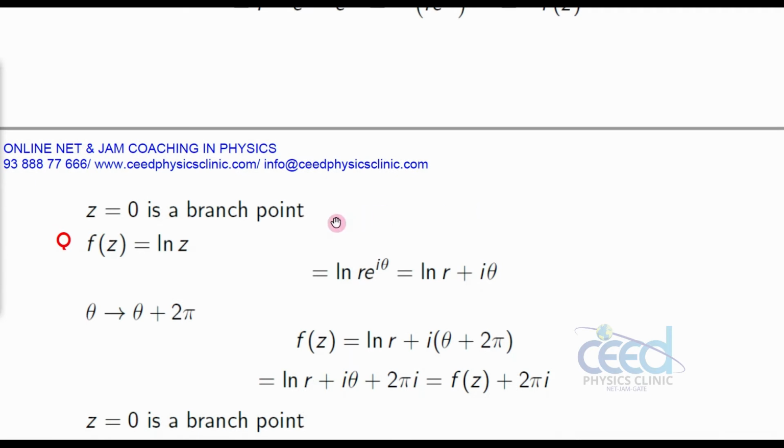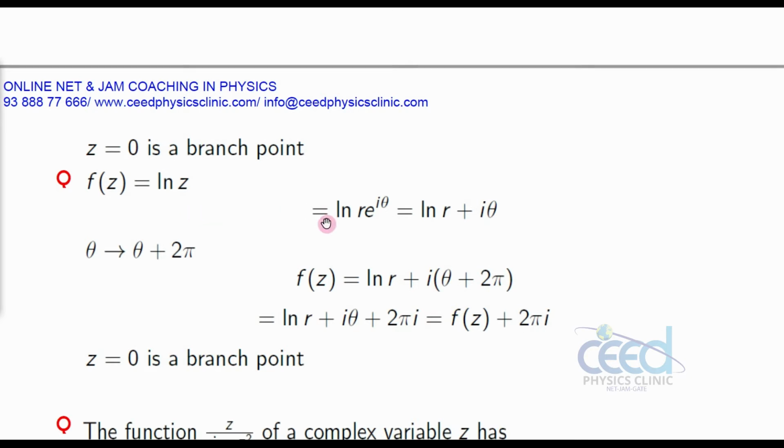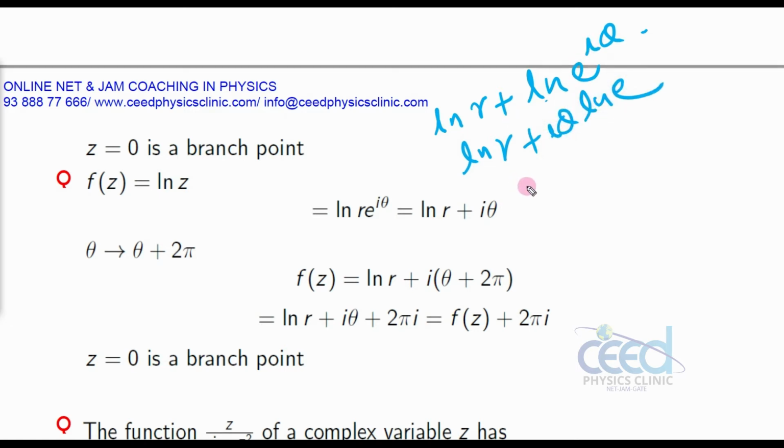Now another question is f of z is equal to log z, right? So log z I can replace in polar form with r e raised to i theta. So I can write this using logarithm properties. Log ab is equal to log a plus log b, right? So I can write this as log r plus log e raised to i theta. Now log x raised to n is n log x, that is i theta log e. Log e is 1, so I can write this as plus i theta.